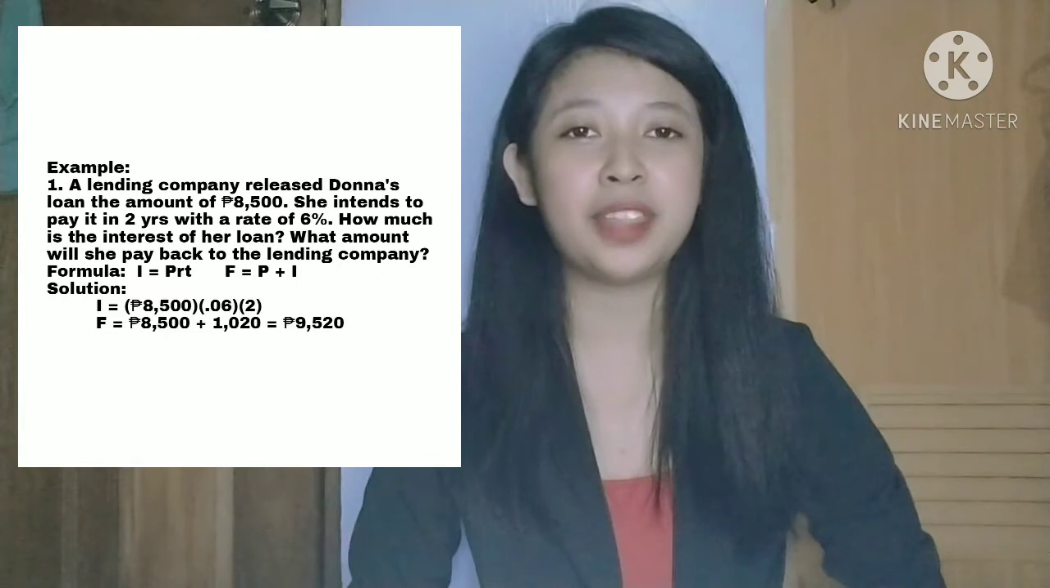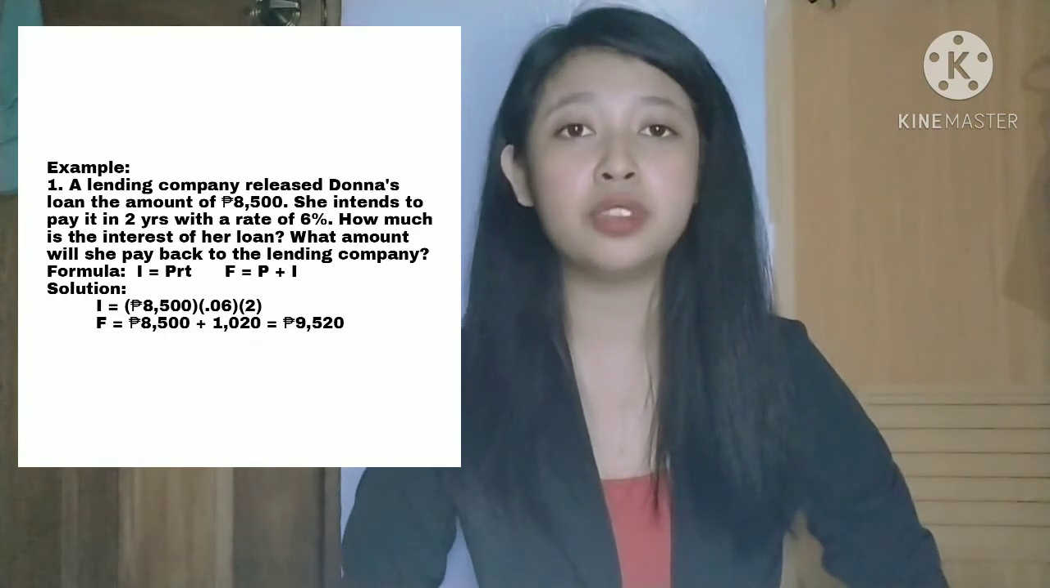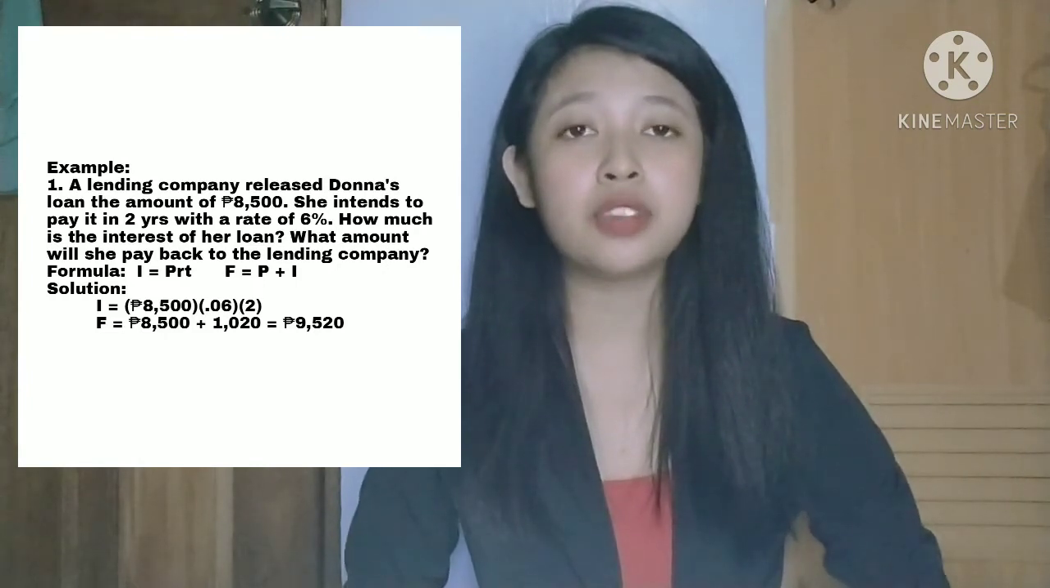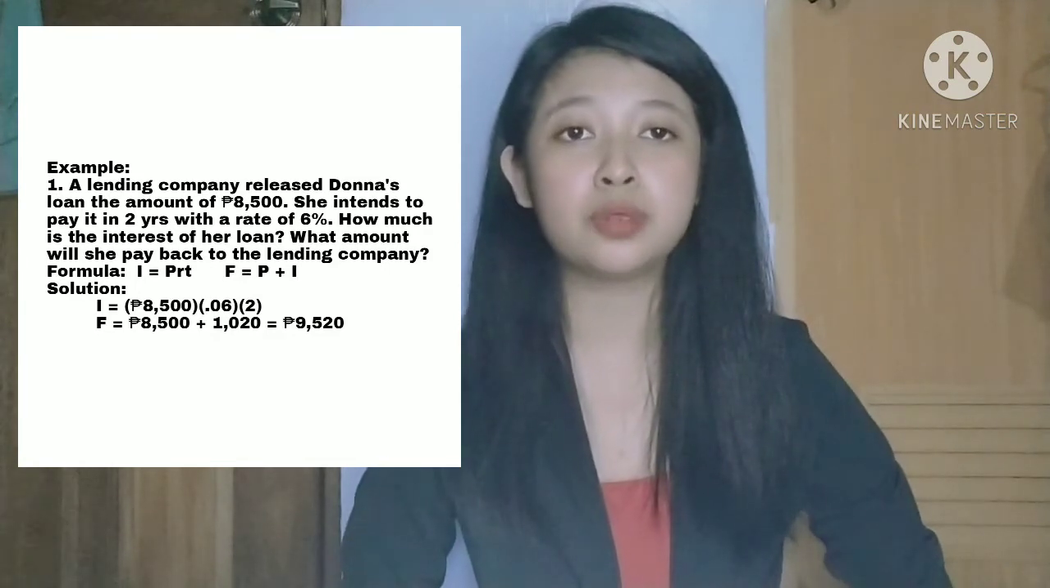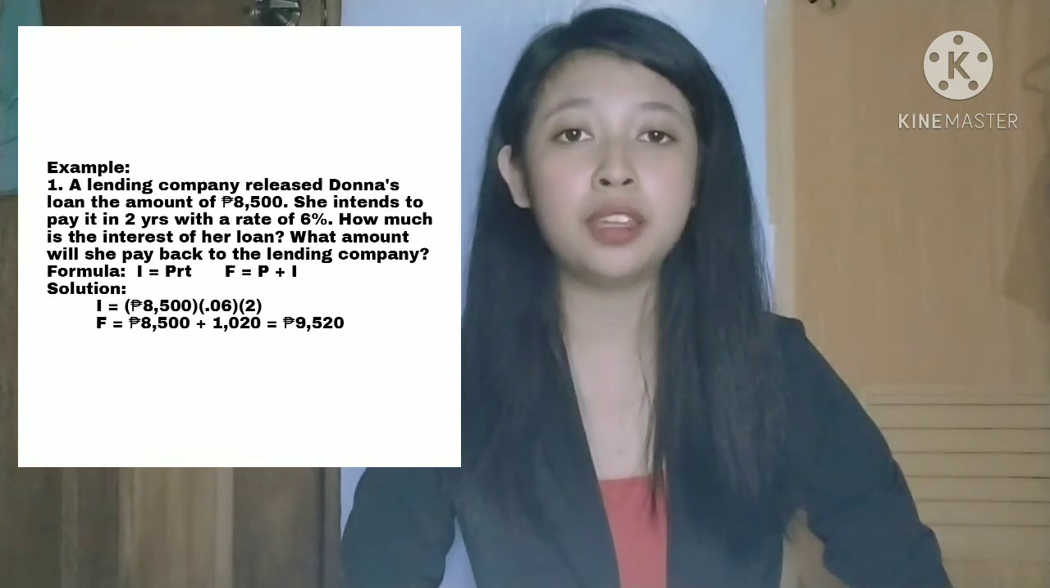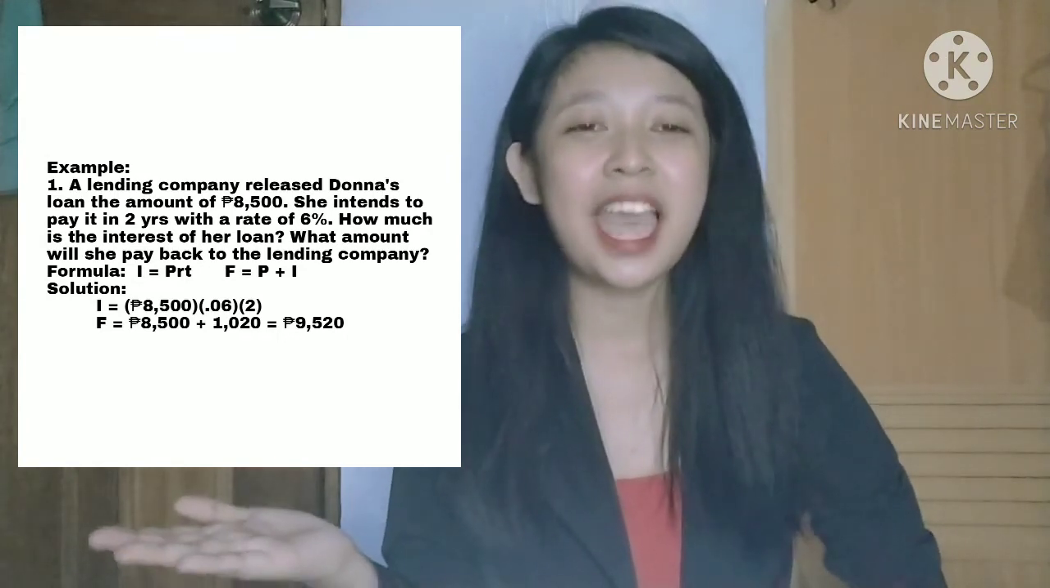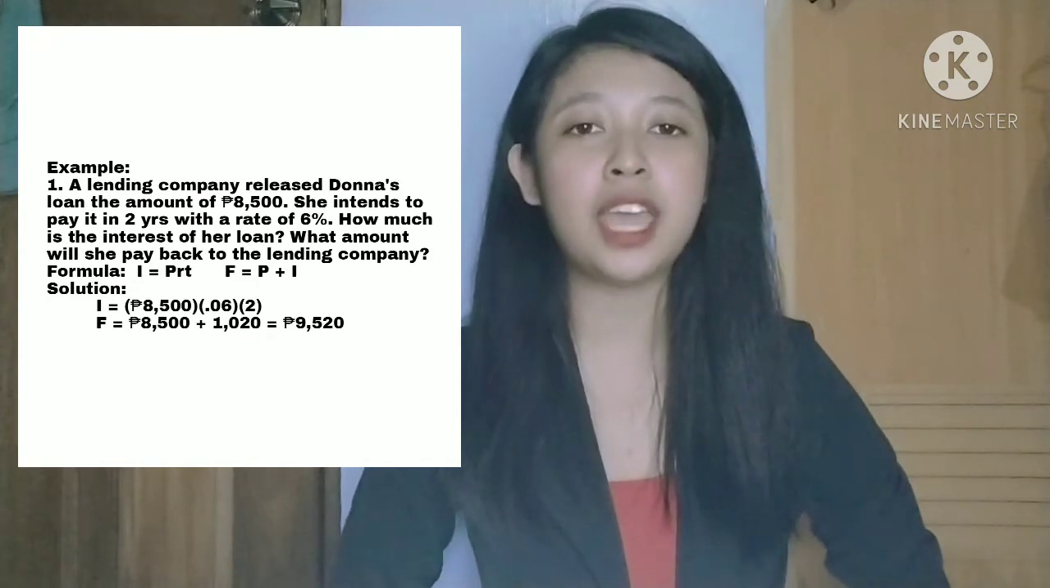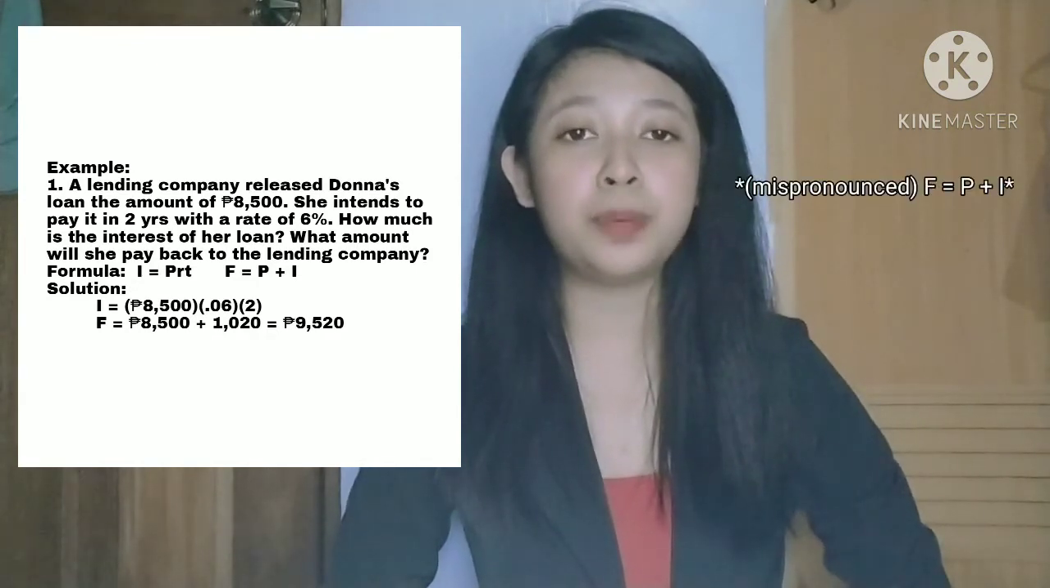Example number 1. A lending company released Donna's loan in the amount of 8,500 pesos. She intends to pay it in 2 years with a rate of 6%. How much is the interest of her loan? What amount will she pay back to the lending company? The formula we're going to use is I = PRT and F = P + I.